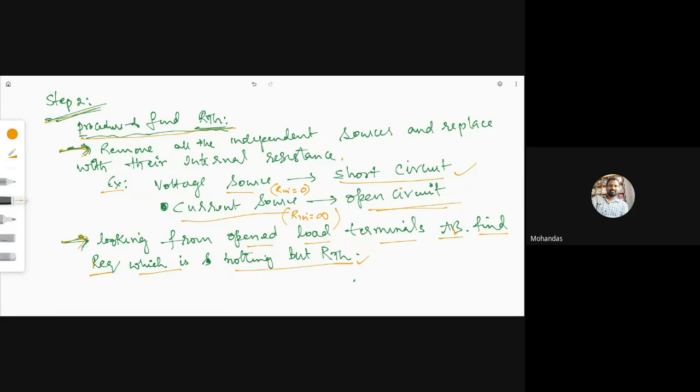Srivarsha, completed? Yes, sir. So this is the procedure. Once you write all those things, let us do a problem on this so that we will get clarity on how to solve all those things.